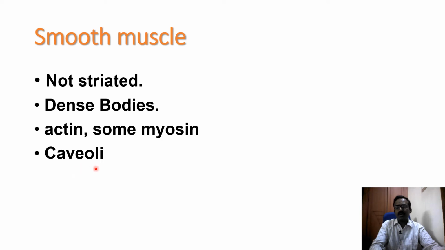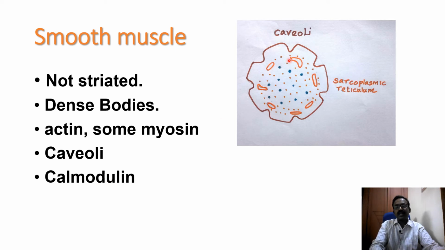Sarcoplasmic reticulum is not well developed in smooth muscle. Calmodulin is a calcium-binding protein that acts as troponin, since troponin is absent in smooth muscle. This is the caveola, a small depression in the plasma membrane, and calcium enters through the caveolae. Again, the sarcoplasmic reticulum is not well developed in smooth muscle.